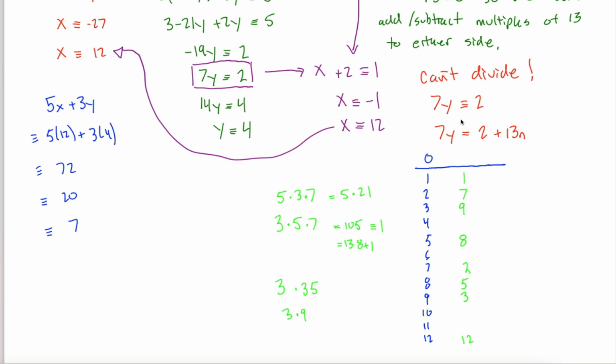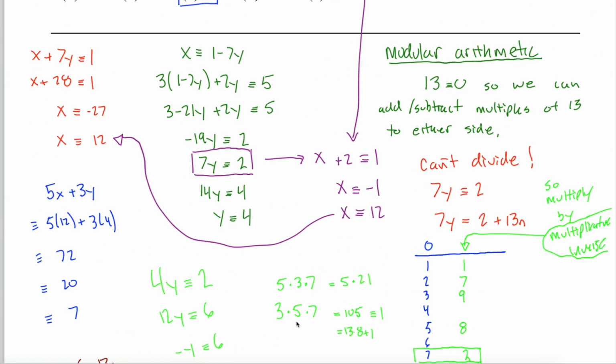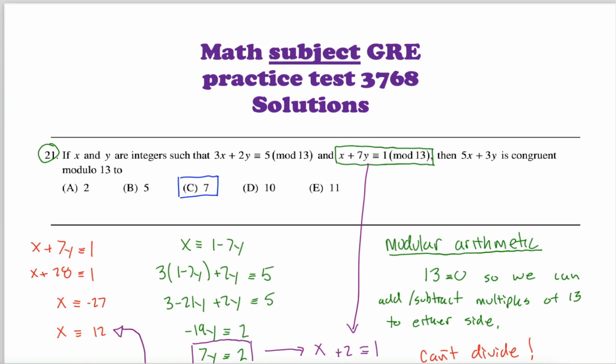Anyways, the point that I'm trying to make here is, instead of dividing, what you do is you just multiply by the multiplicative inverse. So up in this step right here, when I had 7y was congruent to 2, instead of dividing by 7, what I do is I multiply both sides by 2. 7y times 2 is congruent to y. Anyways, there's a little bit about modular arithmetic, a topic that I think is really fun.